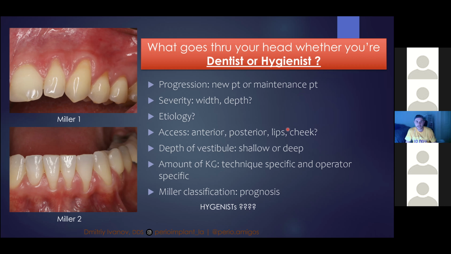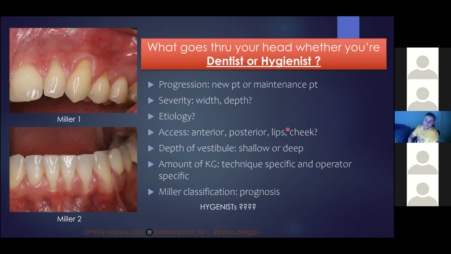So Miller 1 is when you have the most ideal defects, where you've got recession that does not extend beyond the mucogingival junction, and it does not have any attachment loss. So it's a healthy interproximal bone, healthy interproximal tissue. Miller 2 is the same thing, except the recession is now going up to or beyond the mucogingival junction, but we still have good, healthy interproximal tissue.